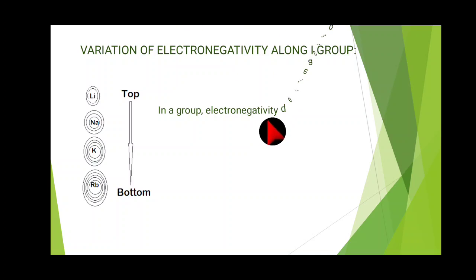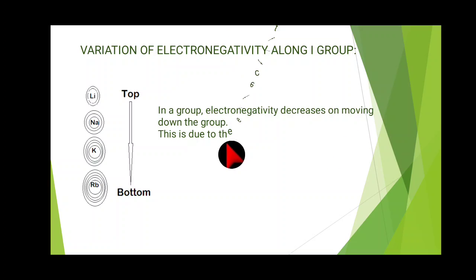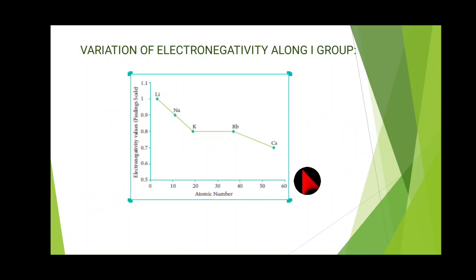So in the group, electronegativity decreases on moving down the group. This is due to the effect of increased atomic radius. It is mentioned in the graph, right? Lithium, sodium, potassium, rubidium, cesium. So top to bottom, in the first group elements, electronegativity decreases.